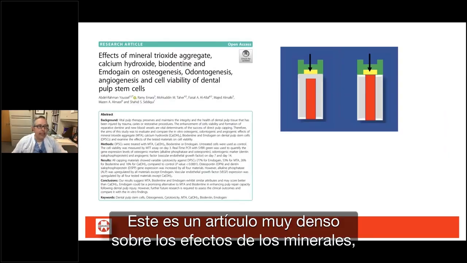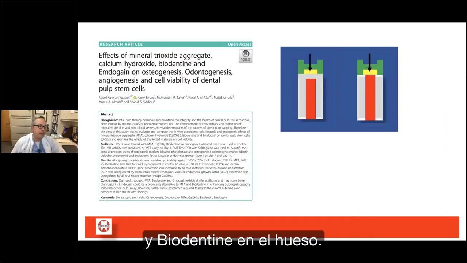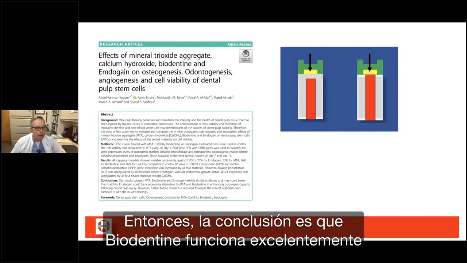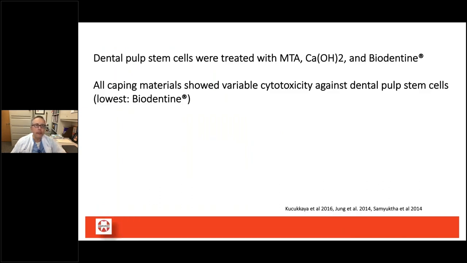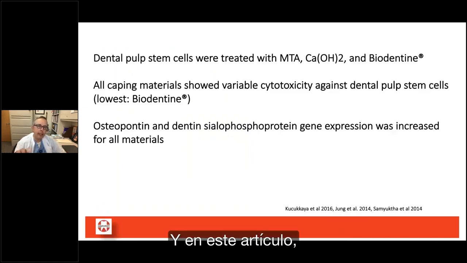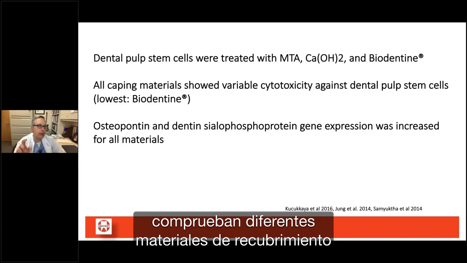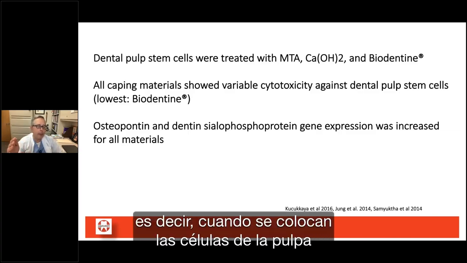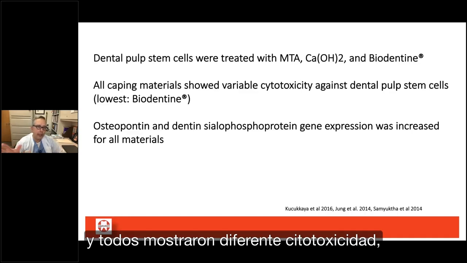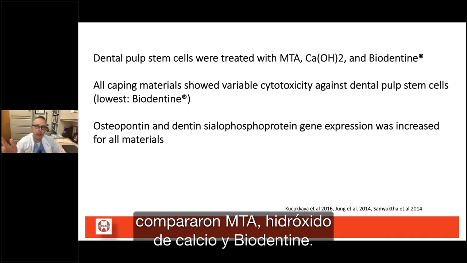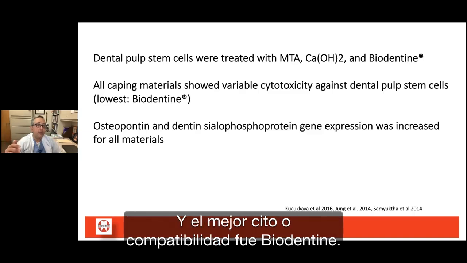This is a very dense article about the effect of Biodentine on the bone. You can read it. The conclusion is Biodentine performs excellently in front of the bone cells. In this article, they look at different capping materials when the cells of the pulp are placed in front of different materials, and all show different cytotoxicity. They compare MTA, calcium hydroxide, and Biodentine. And the better cytocompatibility was Biodentine.